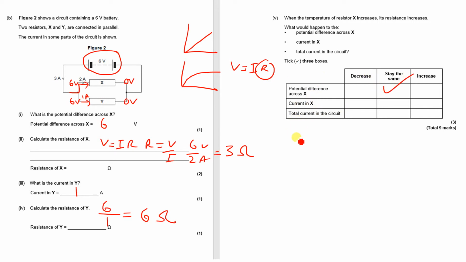The current, well, if we increase the resistance, if we remember V equals IR, and that R is equal to V over I, and I said before that if you increase R, I is inversely proportional, so that must decrease. So the current must decrease. Now if the current decreases here, then that means the current in the total of the circuit must also decrease. So that is also decreasing. So just be aware that even in a parallel circuit, wherever you are decreasing the current, it's going to affect the total current of the circuit.